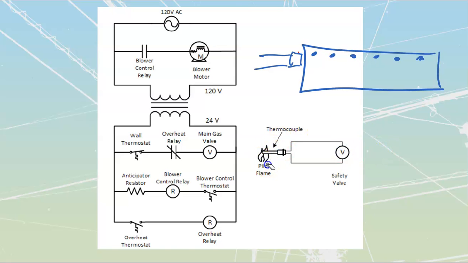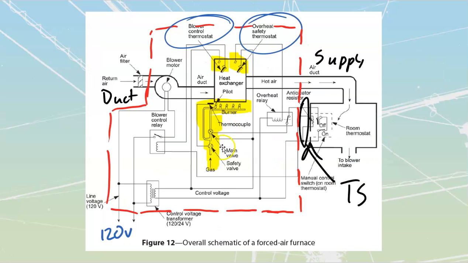All right, that's our thermocouple. We'll just look at that over here on this one. If I highlight the line, the thermocouple is this section over here, and it runs with a wire down to the safety valve. If it doesn't sense that the pilot is lit, it is going to block off all the rest of the gas flow into there.